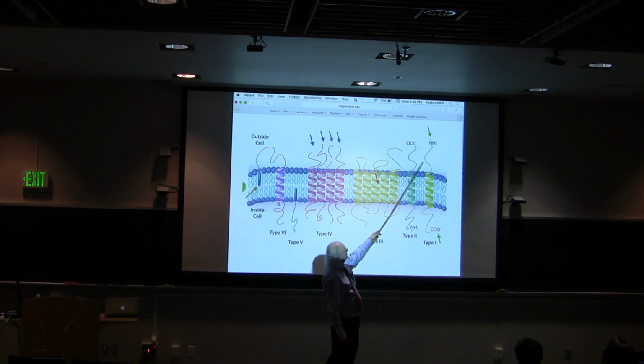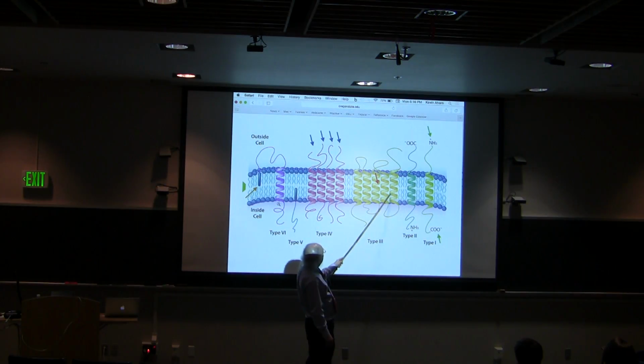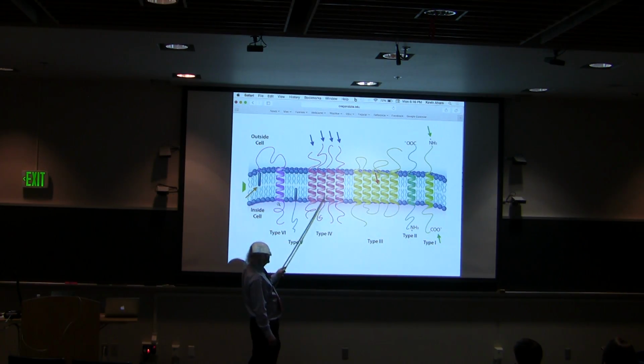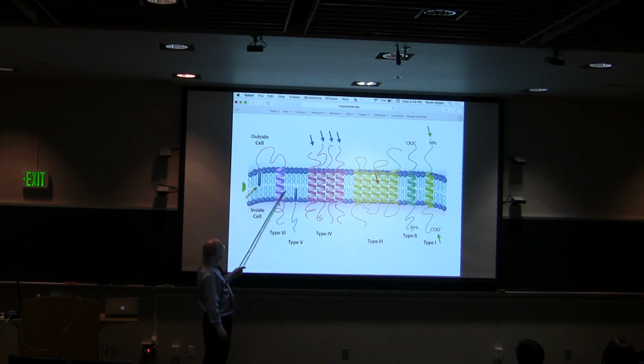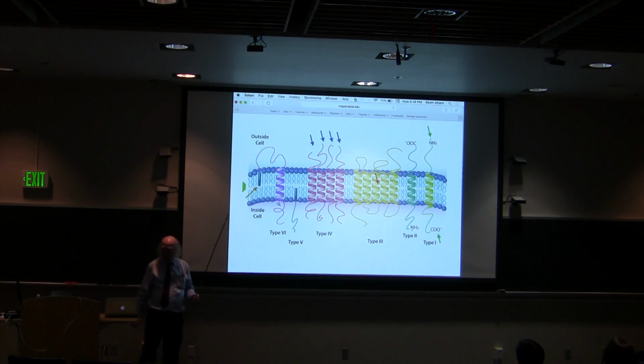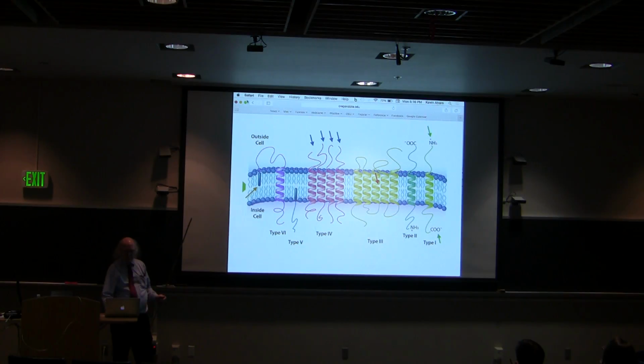Okay, single crossers with different orientations, multiple crossers, multiple subunit crossers, as you see here. There's the anchored, and there's the anchored with the crosser right there.